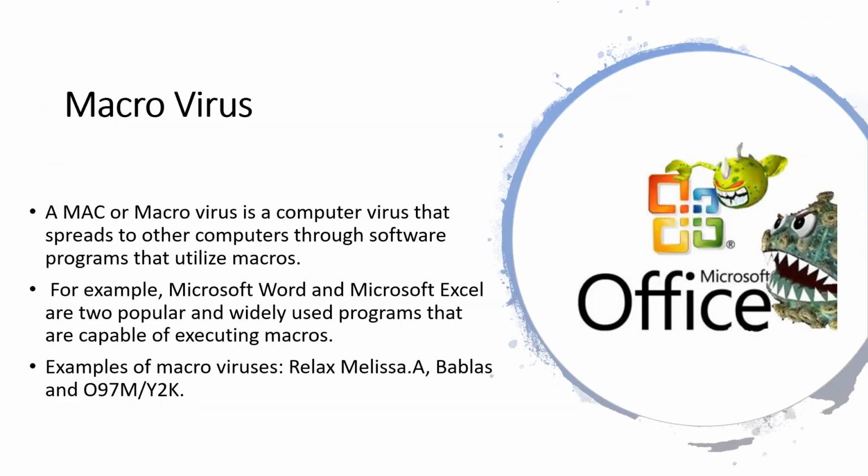Next is macro virus. A macro virus is a computer virus that spreads to other computers through software programs that utilize macros. Macro stands for macro instructions. It is a program pattern. For example, Microsoft Word and Microsoft Excel are two popular and widely used programs that are capable of executing macros. So, macro viruses written for these programs can spread by infecting other related documents each time the document is opened. Because these files are commonly used and sent through email, a computer network can be quickly infected by these viruses.